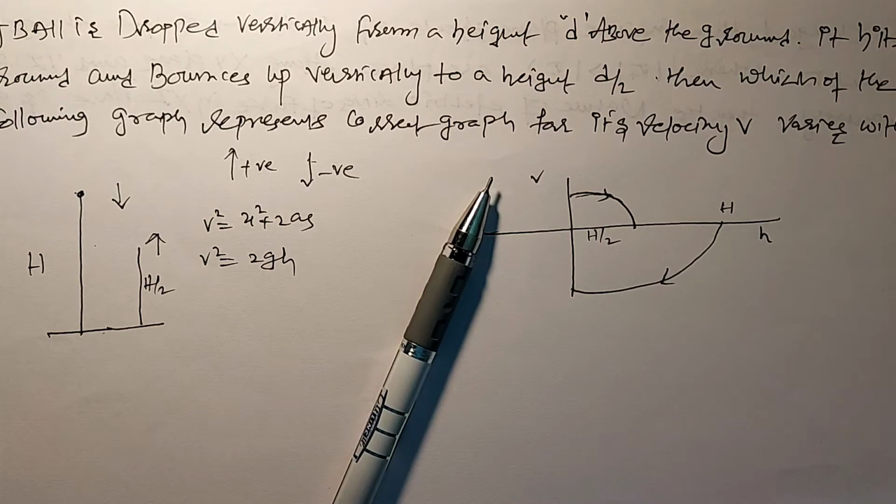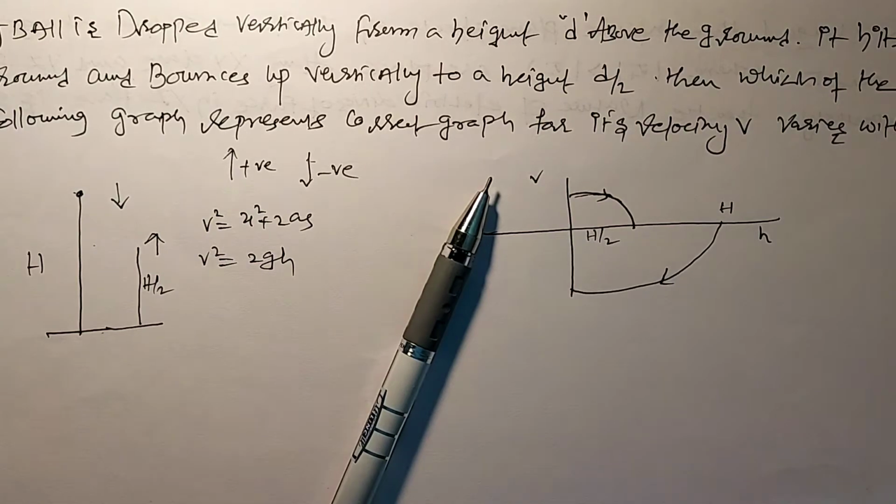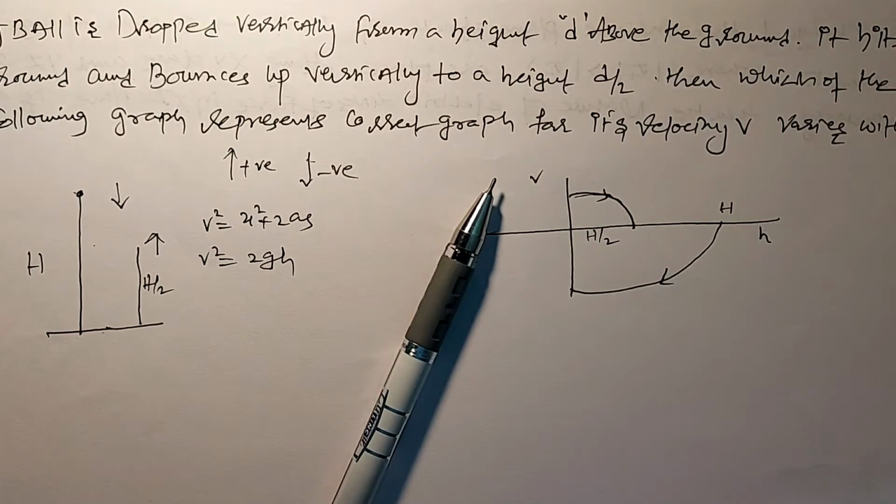See the third one: there is a linear relationship between velocity and height, but that is not correct. In the second one, velocity has a positive direction in both cases, which is not correct. In the fourth option, velocity has a negative direction in both cases, so the fourth option is not correct. So among the four options, the correct one is option 1.